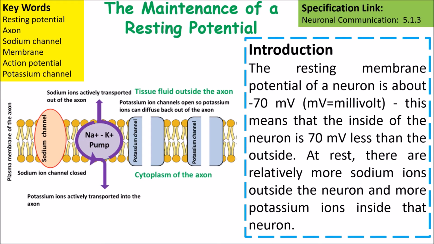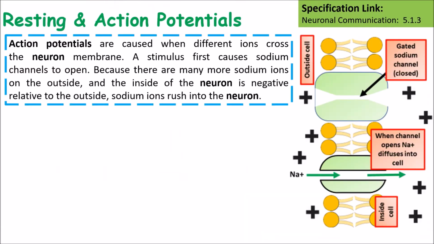So, the resting membrane potential of a neuron is about minus 70 millivolts. This means that the inside of the neuron is 70 millivolts less than the outside. So at rest there are relatively more sodium ions outside the neuron and more potassium ions inside that neuron.